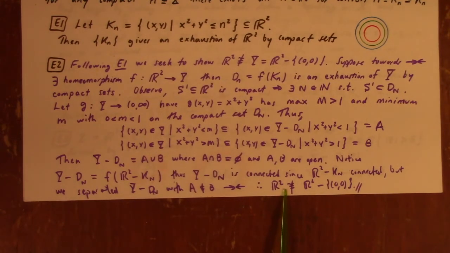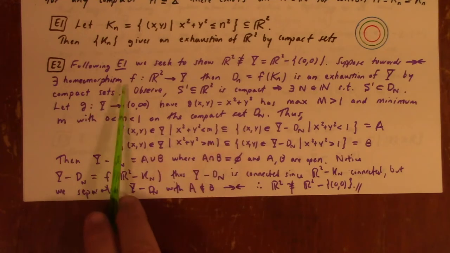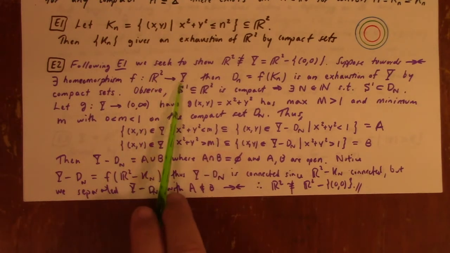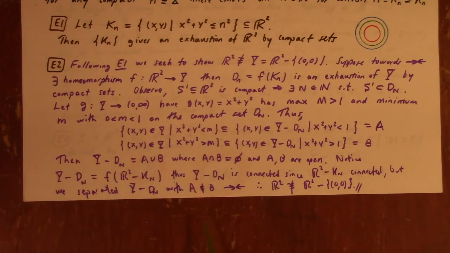And so that contradiction, where did it come from? It came from assuming that there's a homeomorphism from the plane to the punctured plane. So, sorry, there's something I'm not tracking in terms of the logic with the construction of the g function. I mean, he writes f in the book. I don't think he means f there.